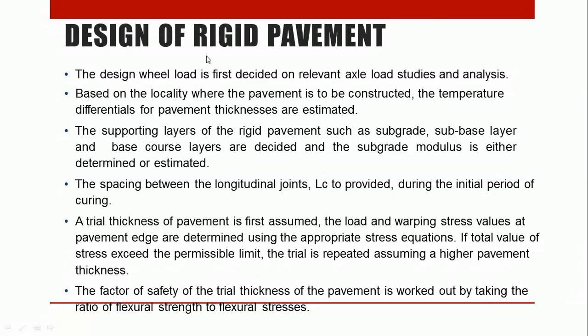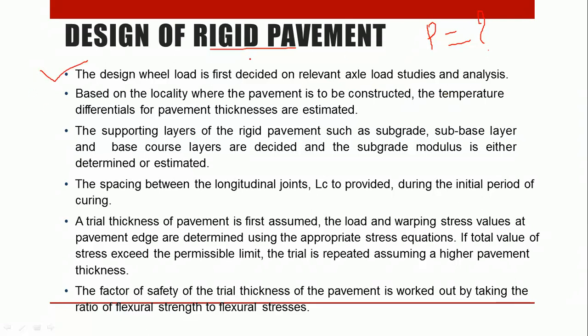Just concentrate on the explanation. In order to design this rigid pavement, the first thing is we need to find out the maximum wheel load coming on the pavement. That may be the repeated wheel load which is acting. In the entire design life of the pavement, the maximum wheel load coming on the road surface has to be decided. The design wheel load is decided first.